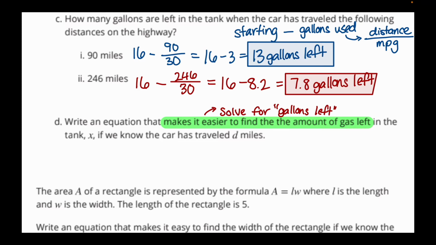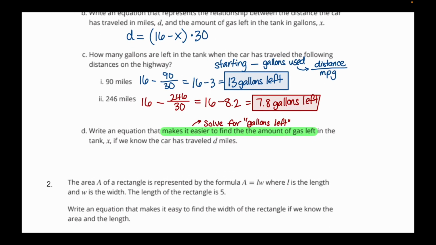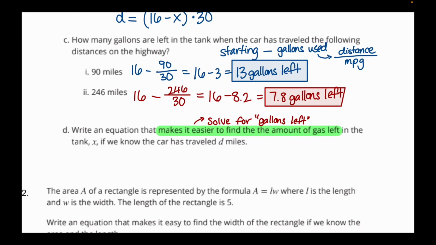If they want us to make it easier to find, that means we're going to solve for that. And solving for something means that we are putting that variable on this one side of the equation all by itself and have everything else on the other side be an expression. So I'm going to start with the equation I wrote originally. And that was d equals 16 minus x times 30. Now I could manipulate that equation around a little bit, but that would take some steps. I did already use kind of a format here in part C.